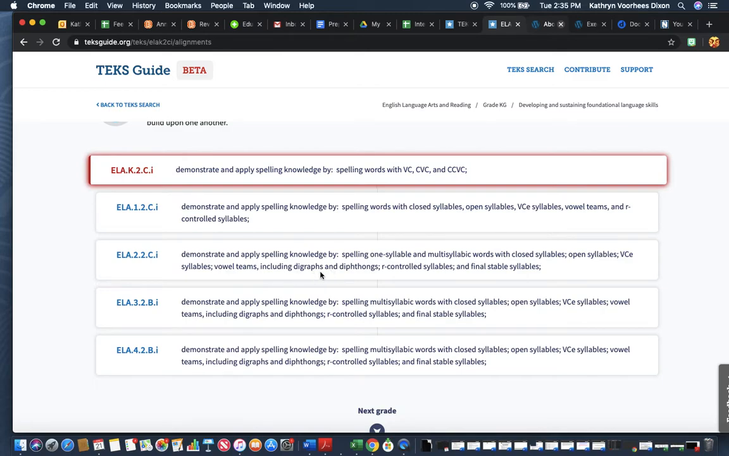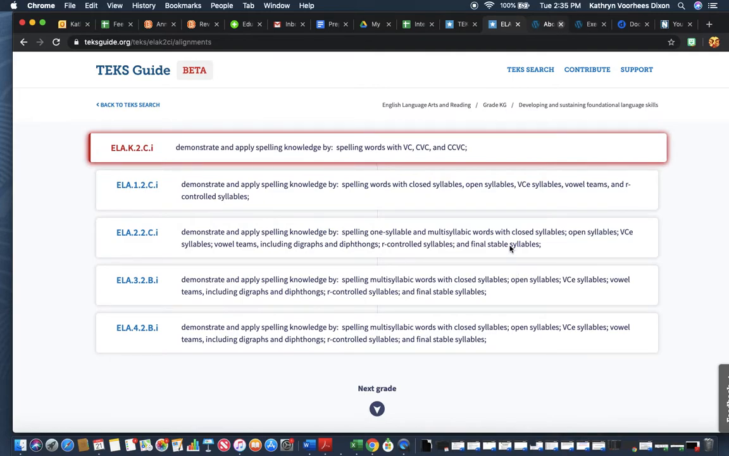Bringing in our digraphs, now we have added our diphthongs. So in second grade, we're adding the oi and ow, continuing with the R-controlled and the final stable syllables. Okay, so as we move from second to third grade, all of that stays the same, except we're really focusing more on multisyllabic words.